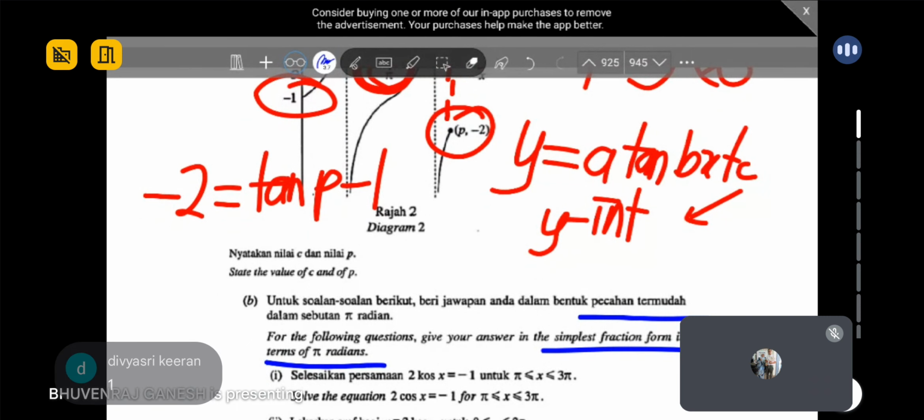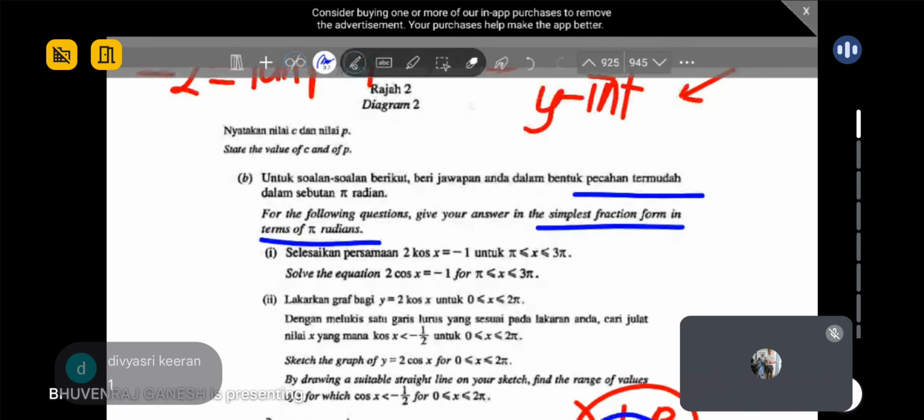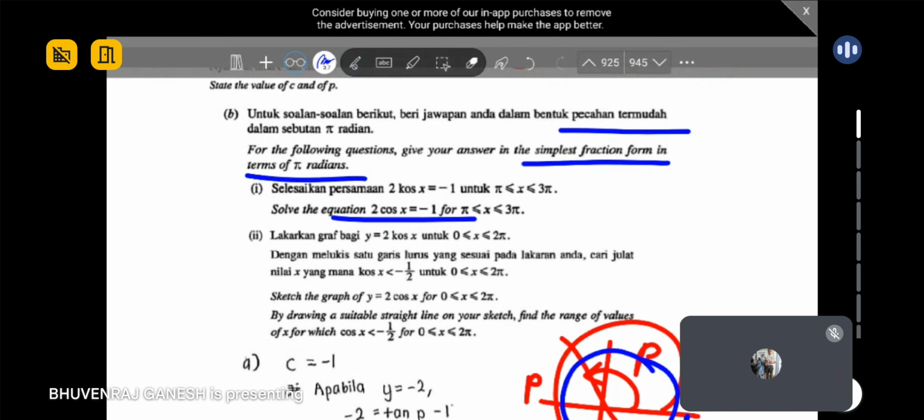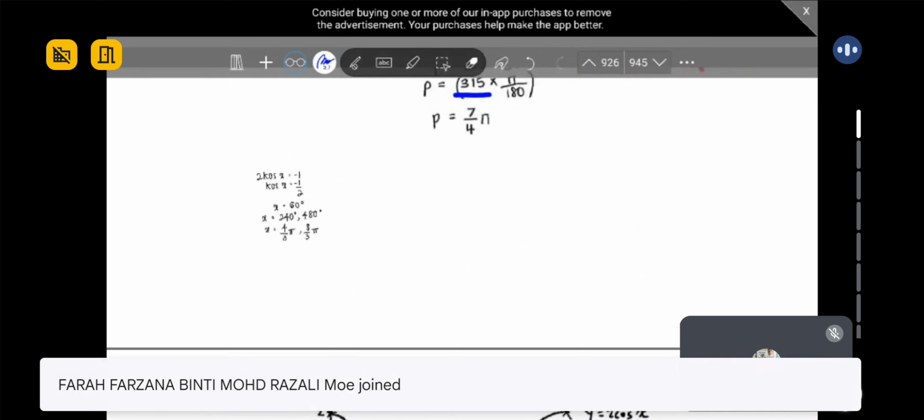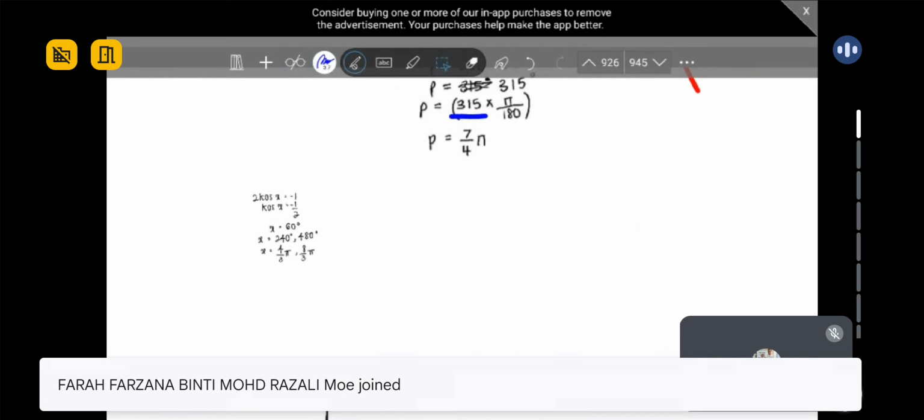Okay, so we go to the next one. Question B1. They ask you to solve this. Selesaikan yang ni. It should be very simple, but they give you a very large range, pi until 3 pi. Julat dia. Okay, so how to do this? No worries, still very simple.